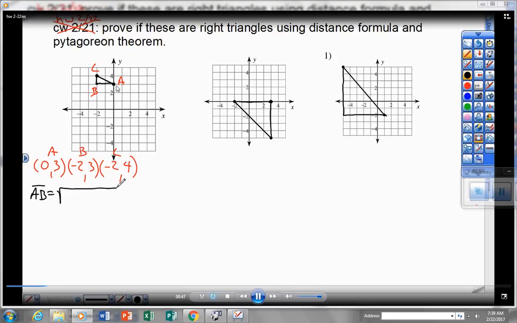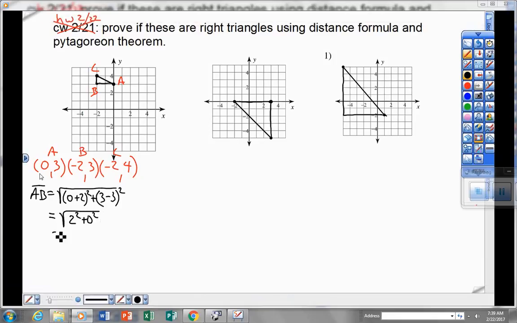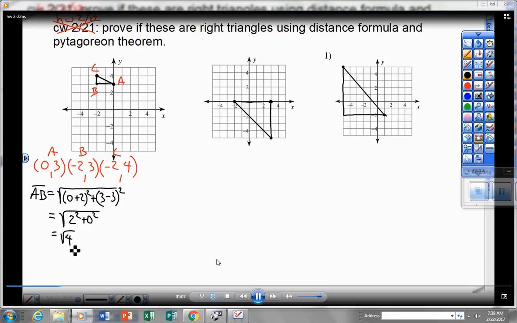So that's going to be 0 taken away negative 2 becomes 0 plus 2 squared plus 3 minus 3 squared. Again, left to right, knowing that if you're subtracting a negative, that's a double negative. That gives me 2 squared plus 0 squared, which gives me the square root of 4. For these problems, leave the radical alone until the check is done.